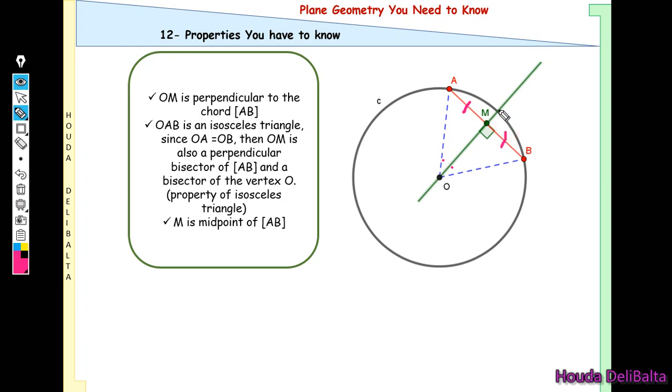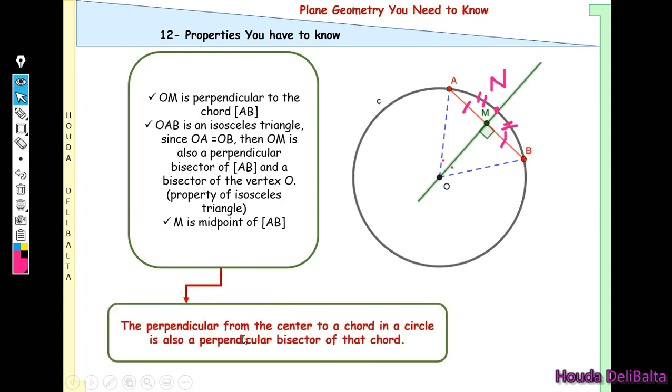If we continue drawing and OM intersects the circle at point N, then this point N is also a midpoint of the arc AB. Thus, arc NA and arc NB are equal. So to sum up, in a circle, the perpendicular drawn from the center to a chord is also a perpendicular bisector of that chord. Let's continue and see what more ideas we have.